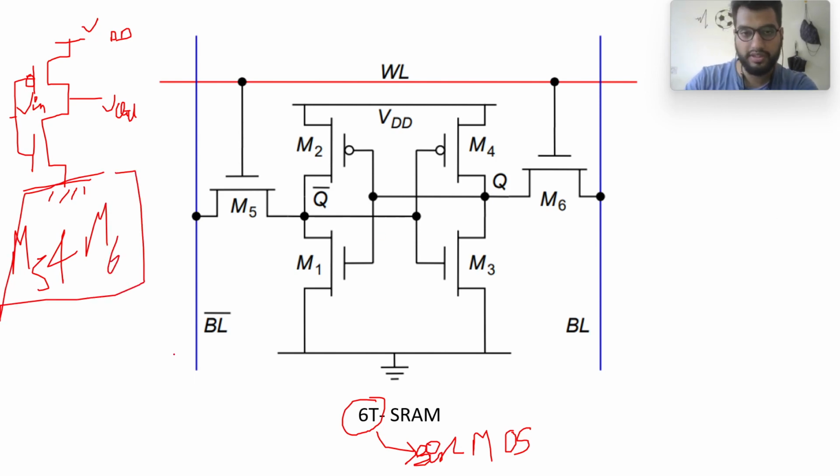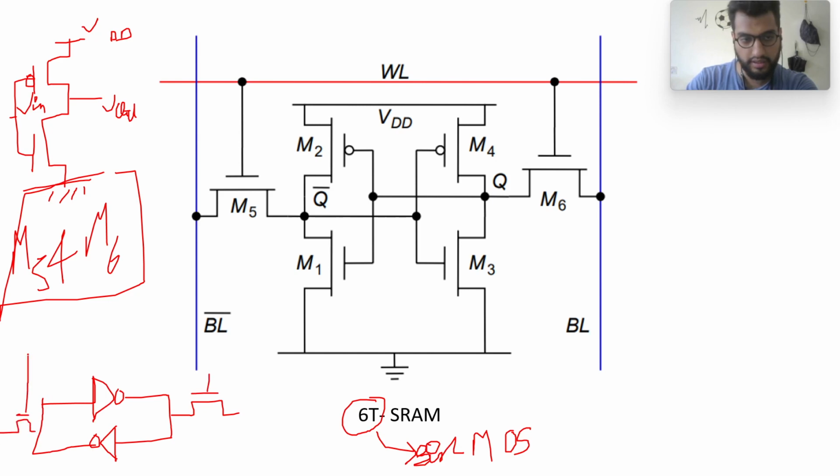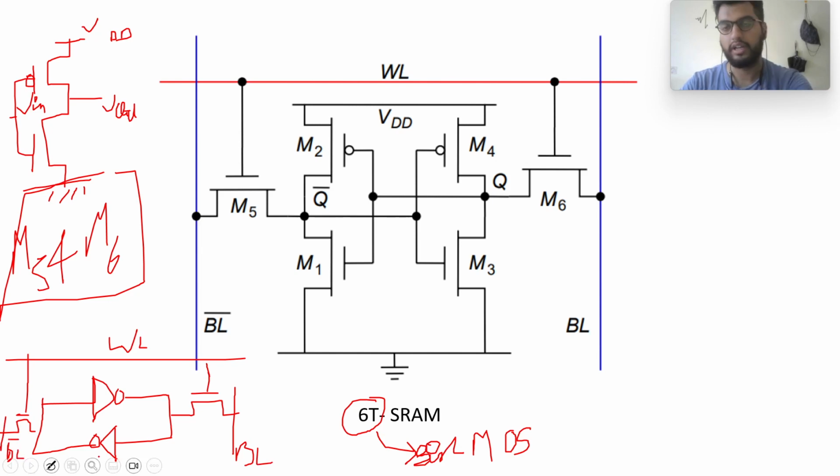You can also draw this thing as a bit simplified schematic, like this. This represents one inverter, this represents another inverter, and together with this, this will be your word line, and this here is your bit line, and this is your bit line bar. So together you can also write it like this.